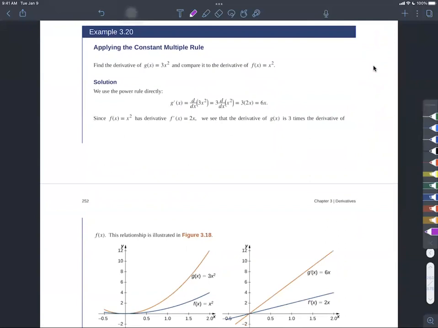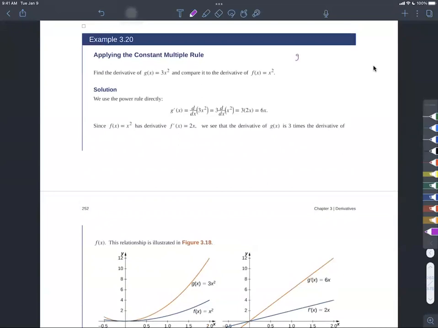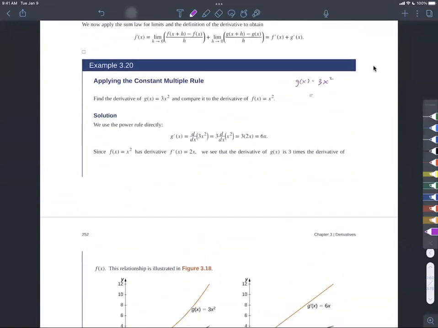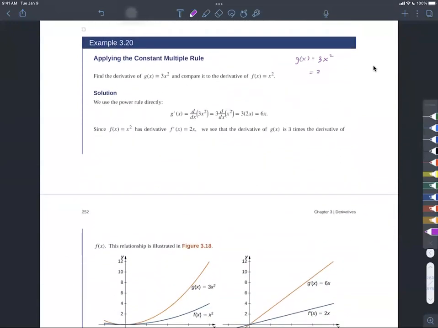Let's see. Find the derivative of g of x equals 3x squared, and compare it to the derivative of f of x equals x squared. So g of x, well, what is the derivative of 3x squared? According to my constant multiple rule that we saw earlier, we can think of this as 3 times, in parentheses, x squared. Right? G of x is 3 times x squared.